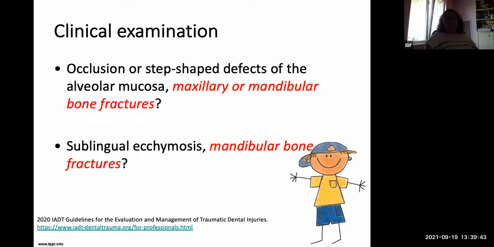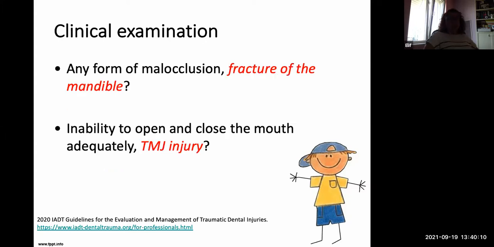Also, during clinical examination or intraoral examination, we should think about it if we see occlusion or step-shaped defects of the alveolar mucosa. This condition might suggest that there is a maxillary or mandibular bone fracture. Or if we see sublingual ecchymosis, sometimes we can think about mandibular bone fractures.